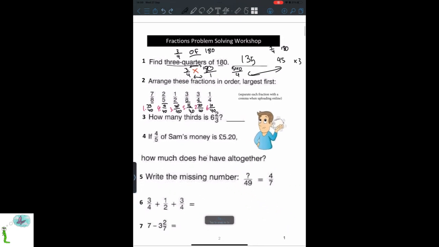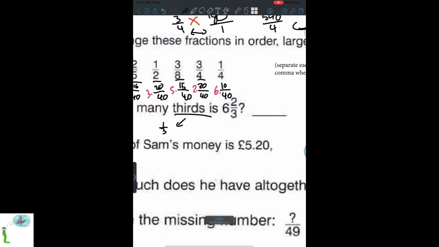How many thirds is 6 2 over 3? So how many thirds? A third is this number, right? We have to ask how many of these will make up that. What we can do, figure out how many thirds, so if we add 3 thirds, what do we get?